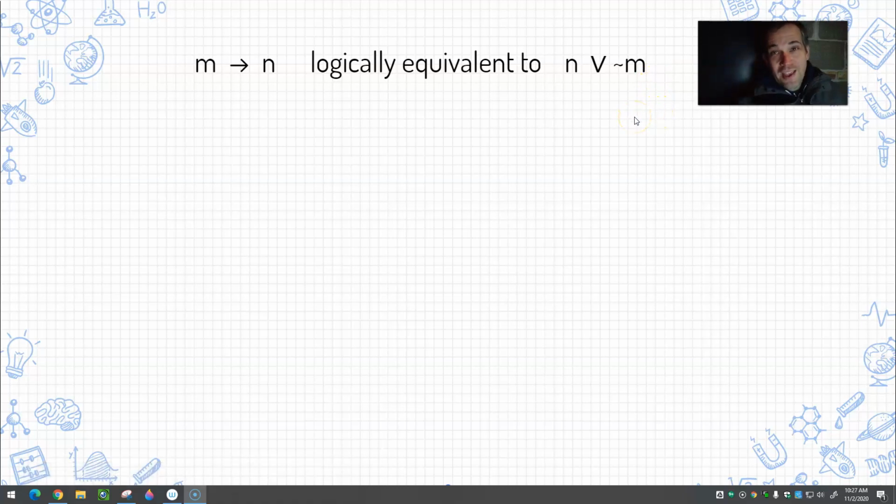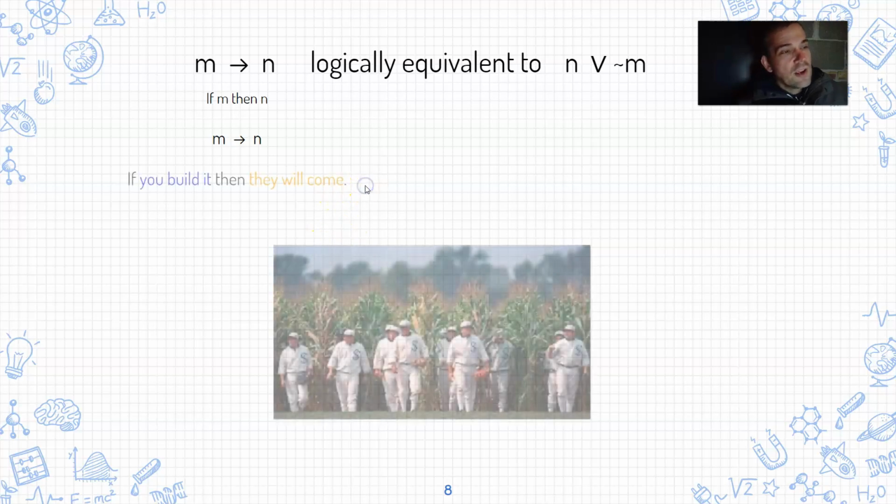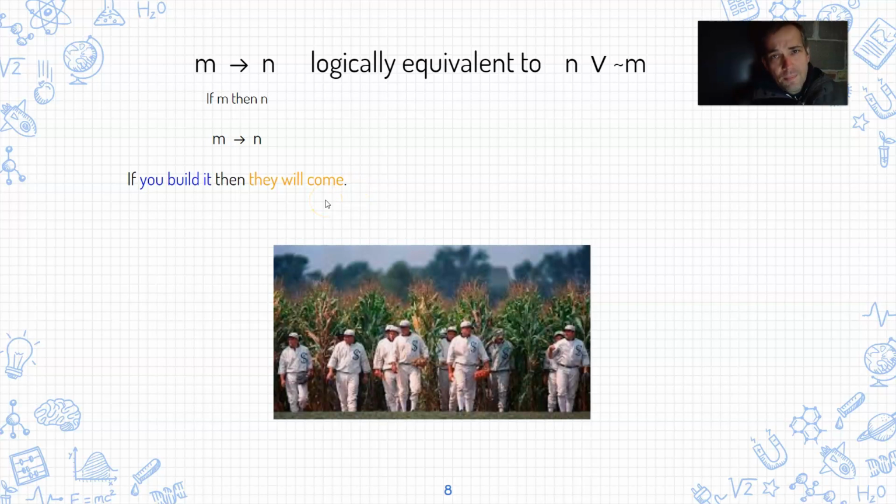So we're going to look at an example that'll help you be like, yeah, I can totally see that, Mr. Dupsick. It does make sense. So M arrow N does mean that, if M, then N. Every time M happens, then N happens. If M happens, then N happens. Here's my example of M implies N from the great 1980s movie, Field of Dreams, which I never actually watched. If you build it, then they will come. So my conditional statement is, if you build it, then they will come.